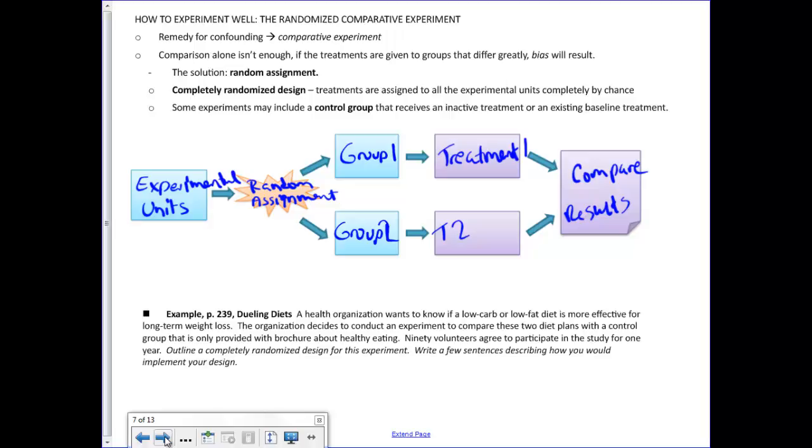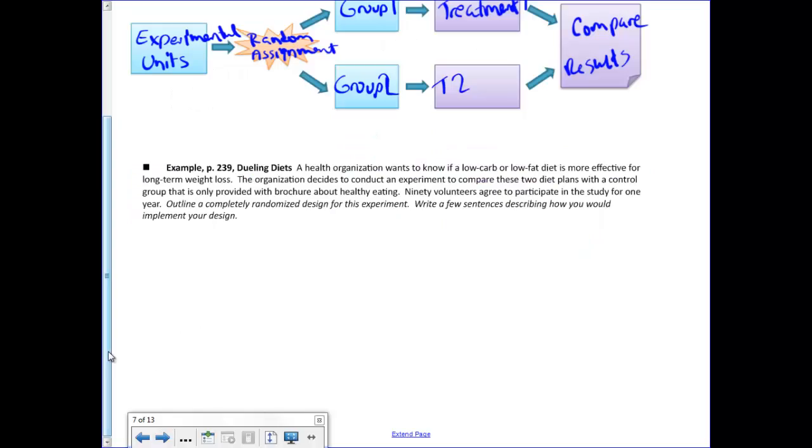Sometimes it might not be 2 medicines that you're comparing. Sometimes you might have a control group. Have you heard of a control group? It's like your baseline. You're going to use that to compare to what you're doing. Work with me through this and then we'll wrap up.